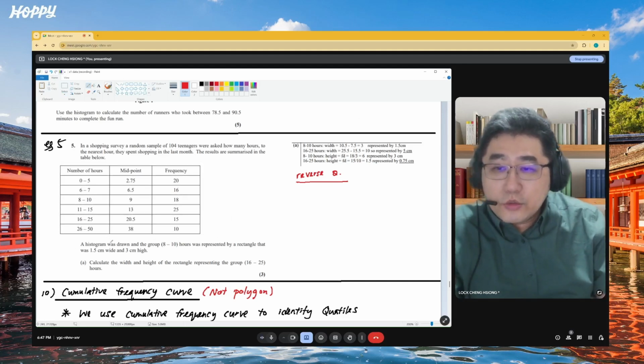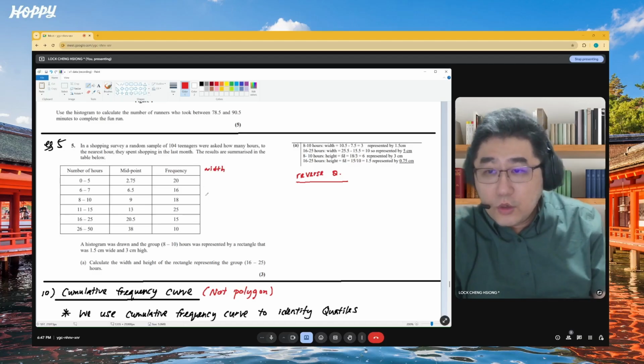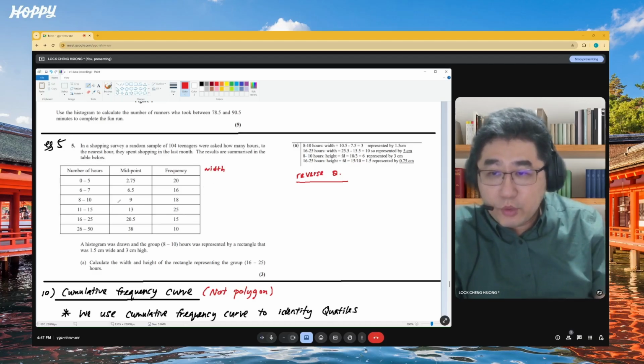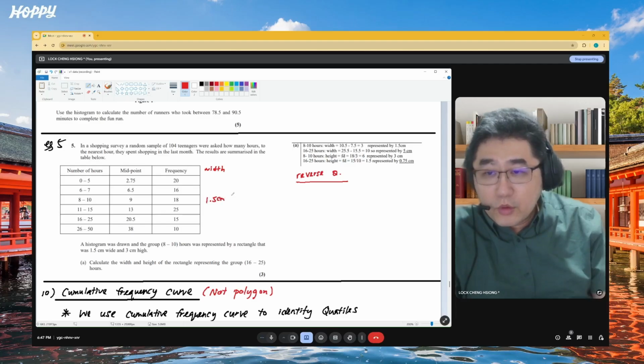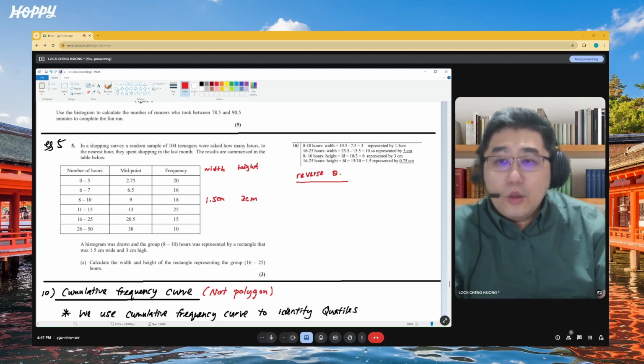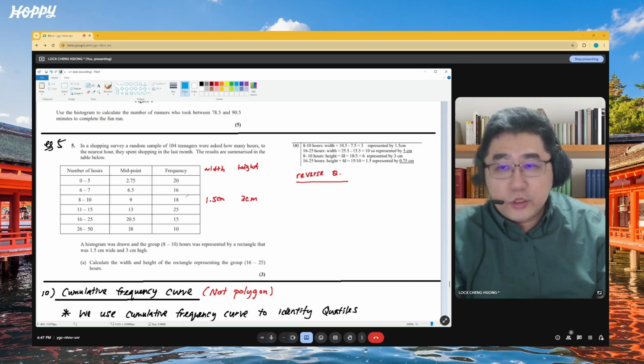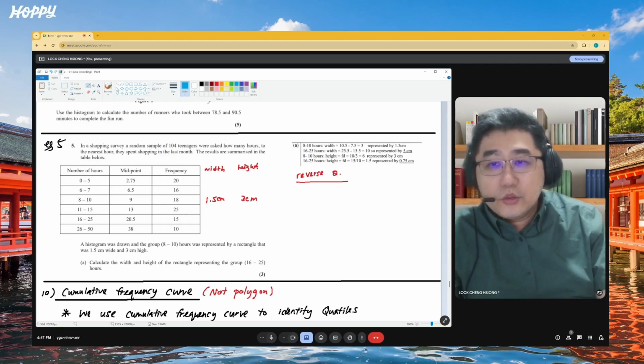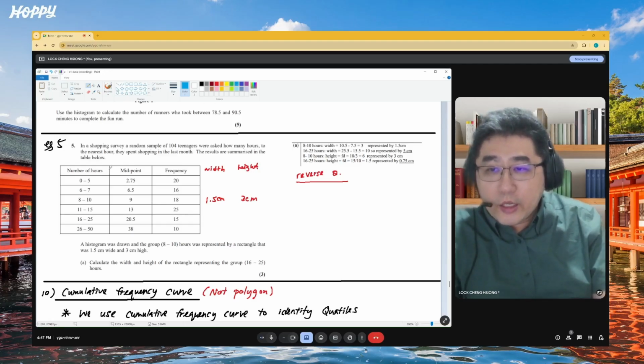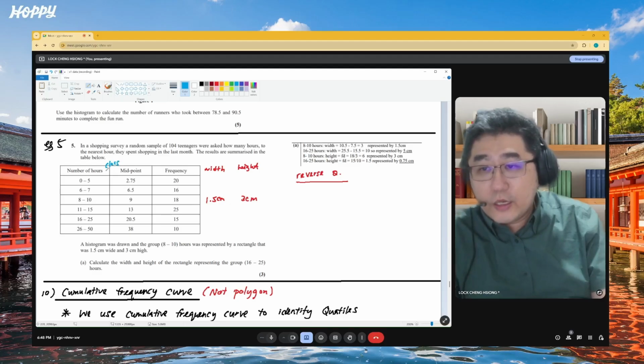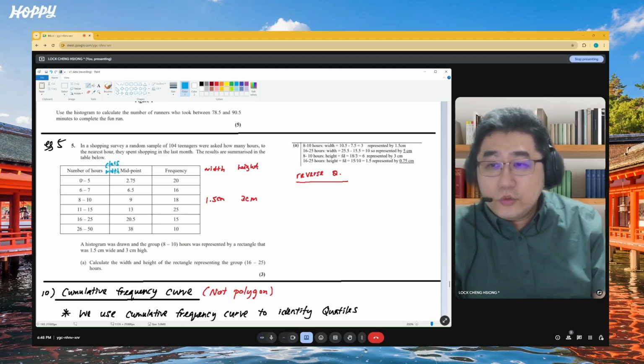A histogram was drawn and the group of 8 to 10 here was represented by the rectangle with the width of 1.5 cm and the height of 3 cm. There is something else that you need to learn, something about proportion. So over here I will need my class width. I write in between here. So this one with gap.